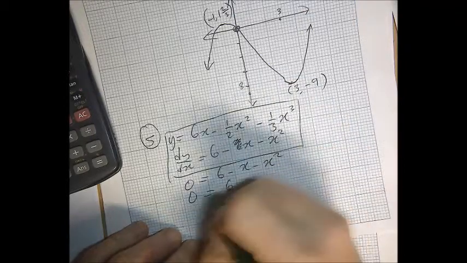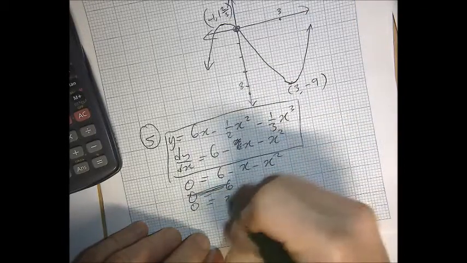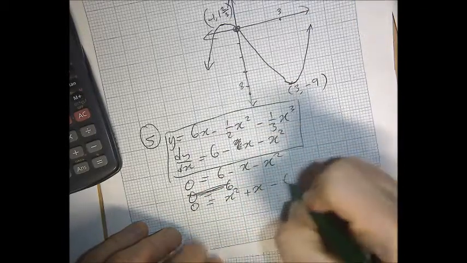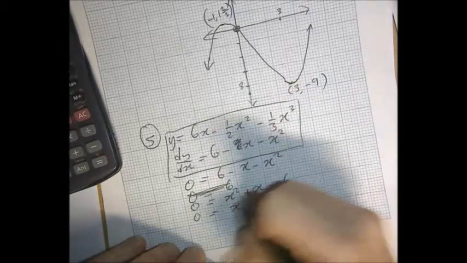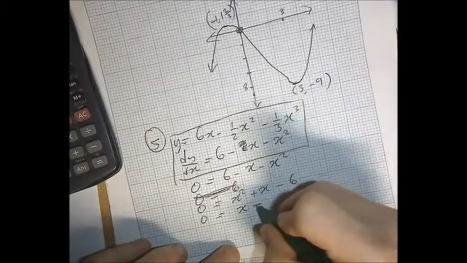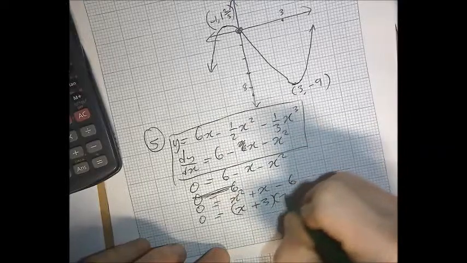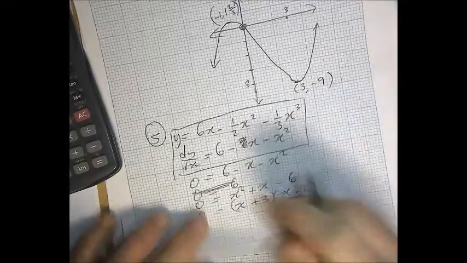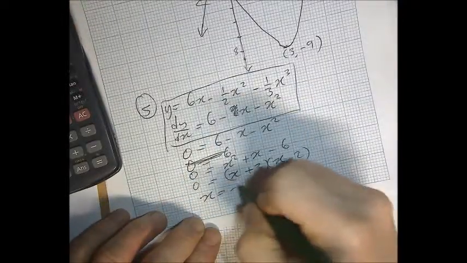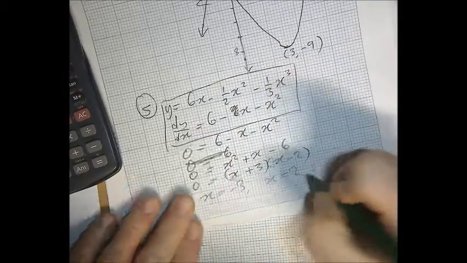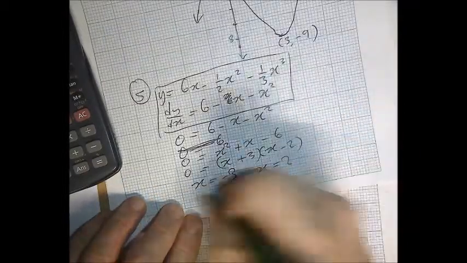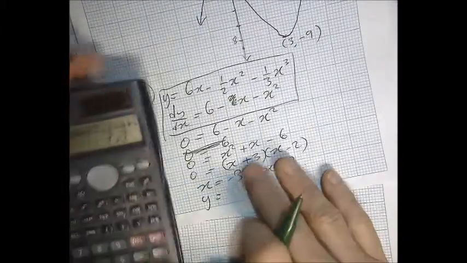I'm going to times everything by negative 1. So where is it flat? It's flat at x equals negative 3, x equals 2. How high is it when it's flat? I'll use a calculator for this.